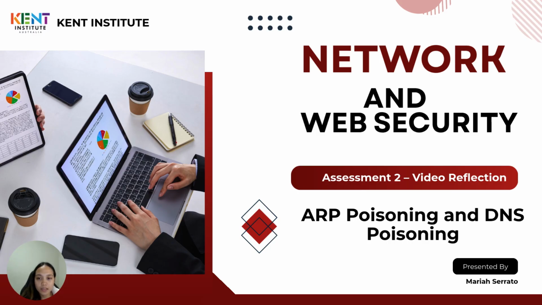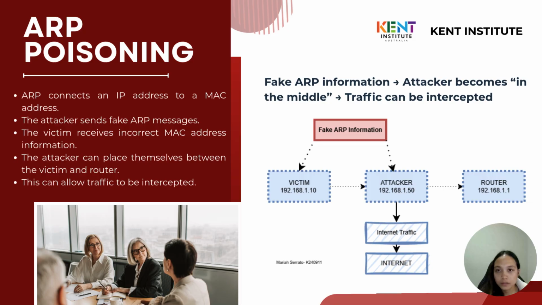So the topic is ARP poisoning and DNS poisoning. These attacks can cause unusual network traffic, redirect users to malicious websites, and possibly expose sensitive information. In this presentation, I will explain how these attacks work, how they can be detected using network evidence, and the technical controls that can reduce the risk.